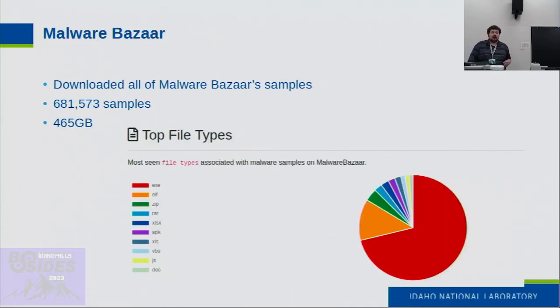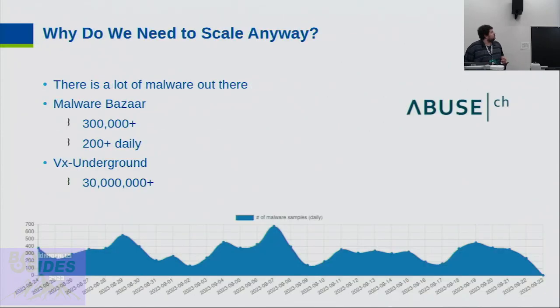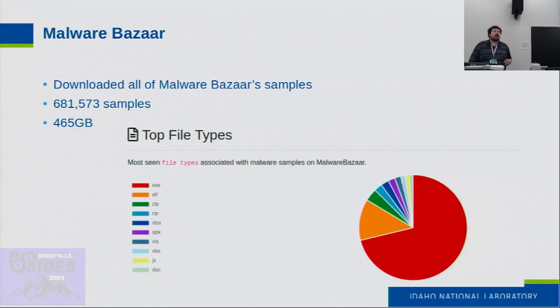So, of course, we wanted malware for this project, so what did we do? We downloaded all of Malware Bazaar's samples. And that was 300,000 plus. Was actually 600,000 samples, which boiled down to a total of 465 gigabytes. So a reasonable size. Fit that in a 1 terabyte hard drive, and then that's just the distribution.